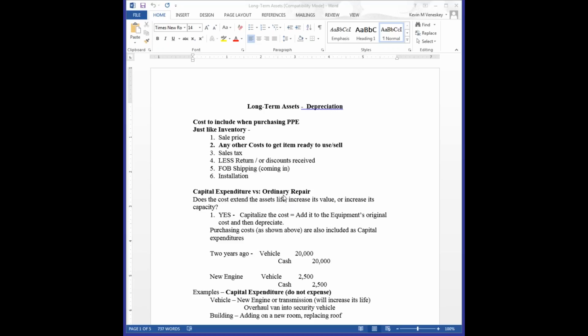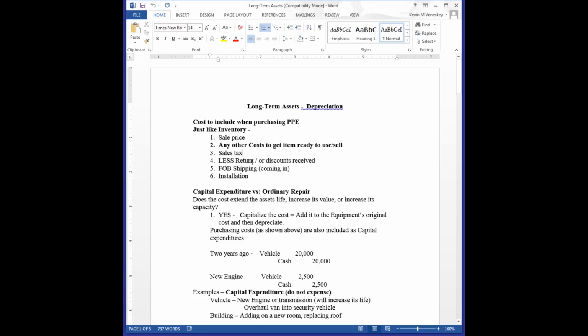So this, our final week before exam 2, we're going to take a look at the bottom half of the assets. The first thing, to start us off with something kind of a review, just like when we talked about our inventory, when you buy an asset, a long-term item, any of the costs to get it ready to use or sell needs to be included in our purchase price.